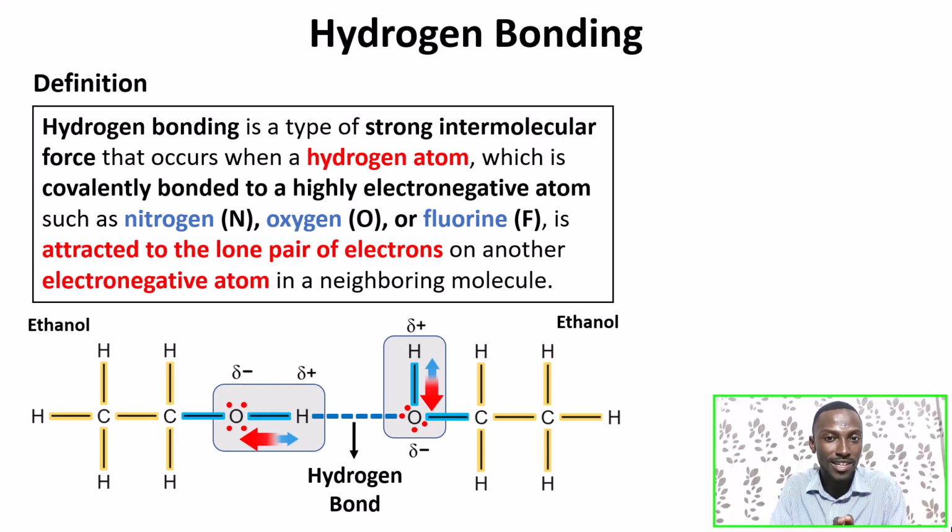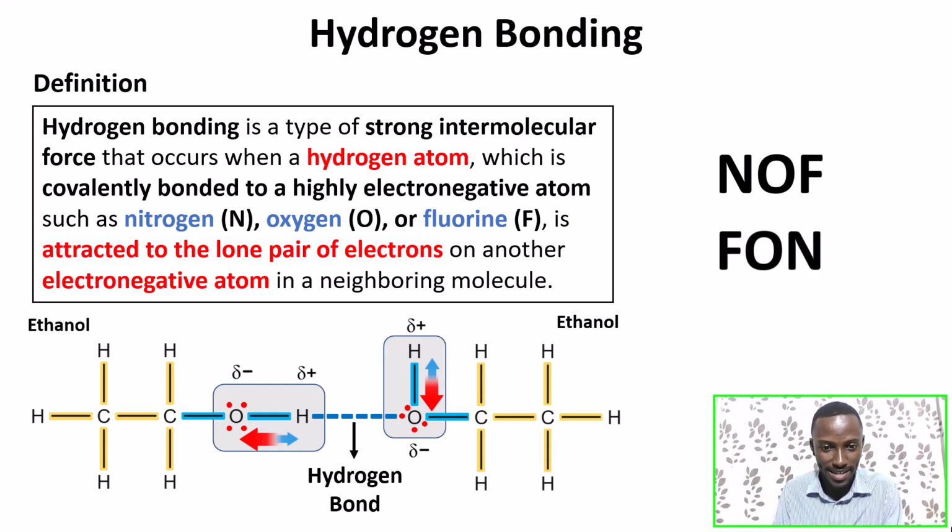And for this highly electronegative atom, the ones we normally talk about are nitrogen, oxygen, and fluorine, or NOF. Or if you take it the other way around, fluorine, oxygen, nitrogen, phone. So keep that in mind. So this is a type of dipole-dipole interaction, but it is between a hydrogen atom and a highly electronegative oxygen, nitrogen, or fluorine. In that case, we don't only refer to it as dipole-dipole interaction, but it is called hydrogen what? Bond. Hydrogen bond.